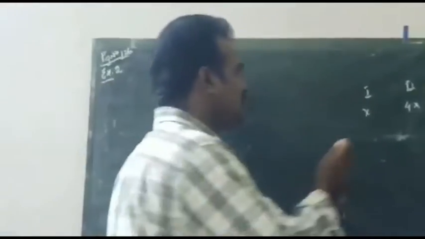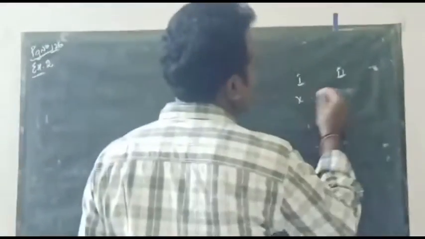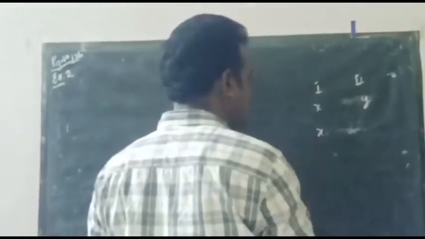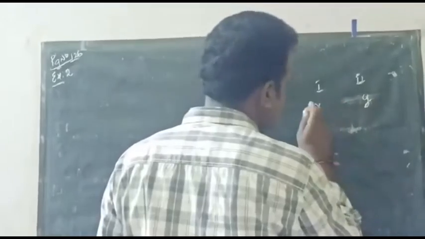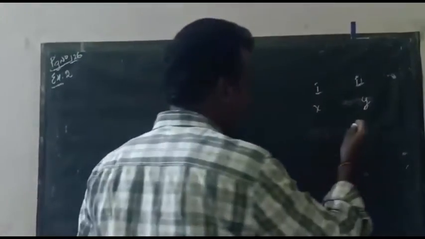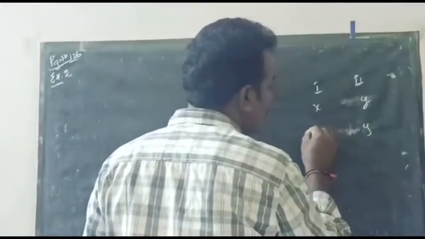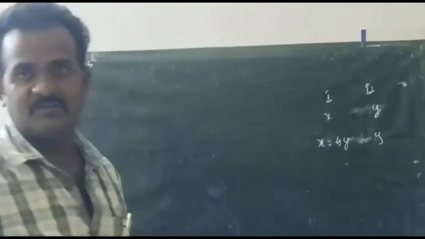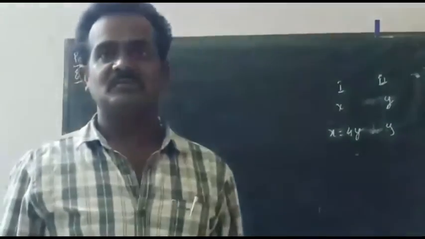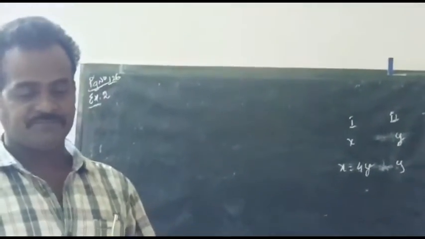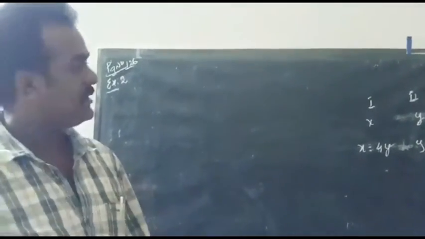Or like this: you can take the first person as x and the second person as y. The first person's age is 4 times the second person's age, so x is equal to 4y. Understood? Okay, like that.